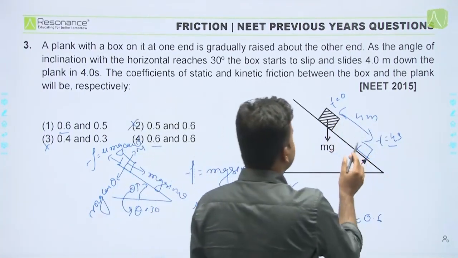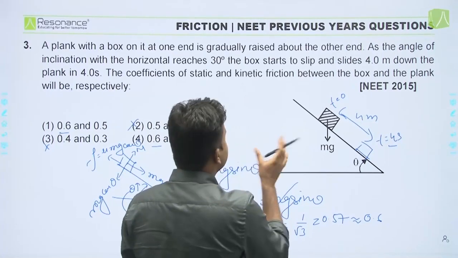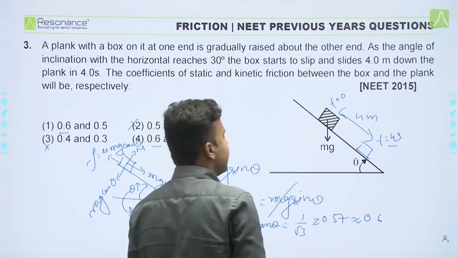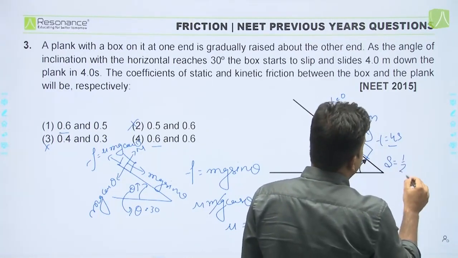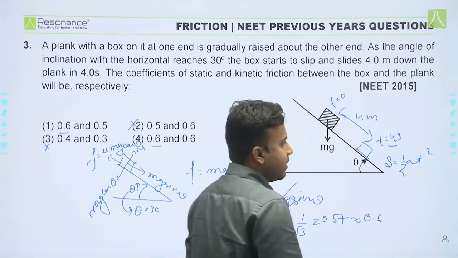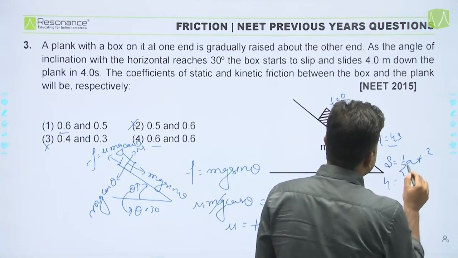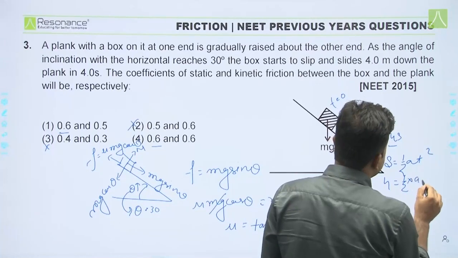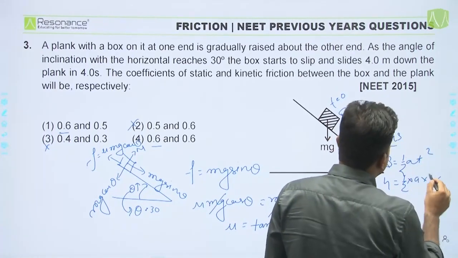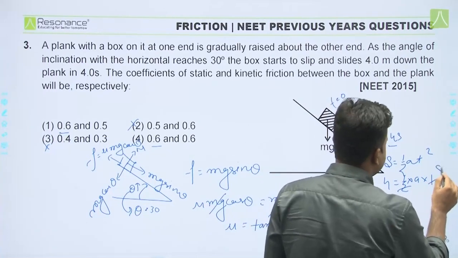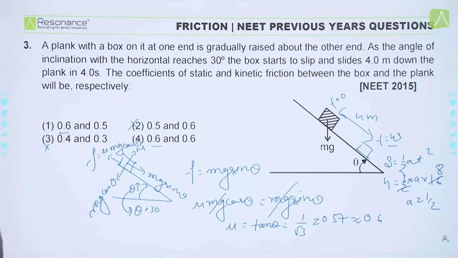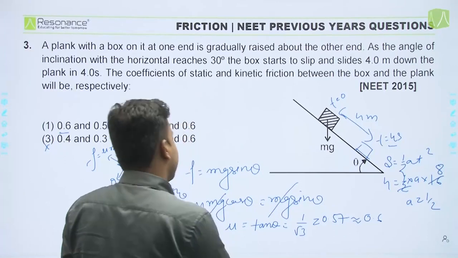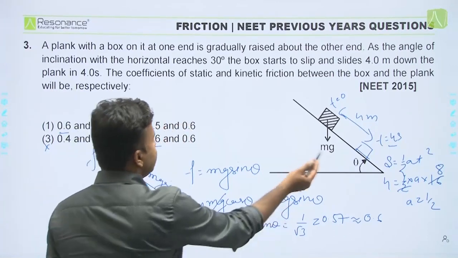So here, first we have to calculate the acceleration of the block. We can easily calculate acceleration using which formula? S equal to, initially it is at rest, so half a t squared. S is 4, so 4 equals 1 by 2 times a times 4 squared, which is 16, so 8a equals 4, and acceleration equals 1 by 2. Now you have the acceleration, now we have to calculate the kinetic friction. We can easily calculate it now because we have the acceleration.